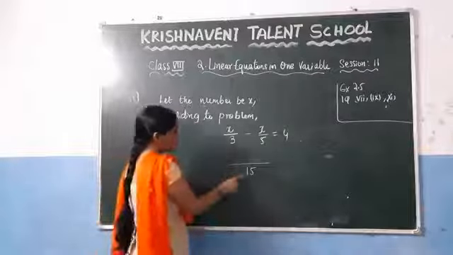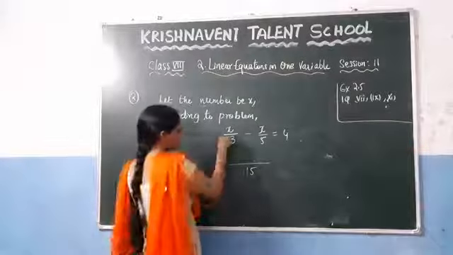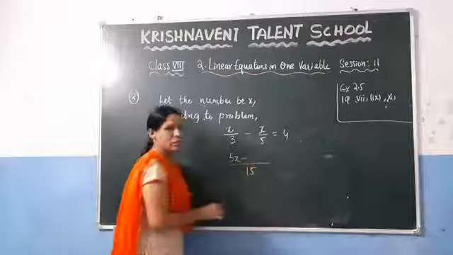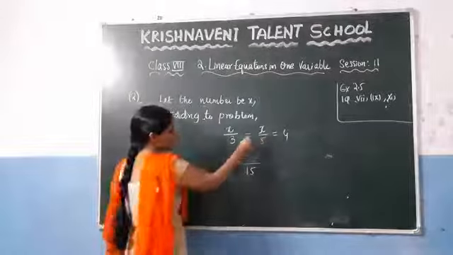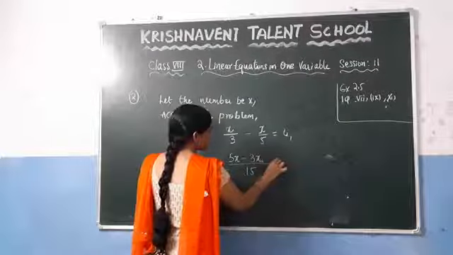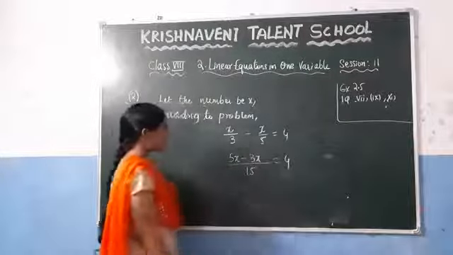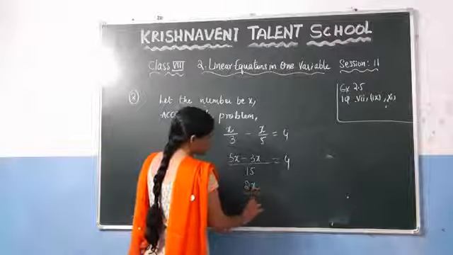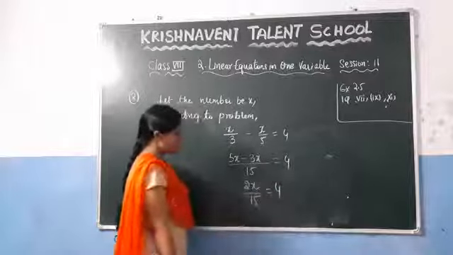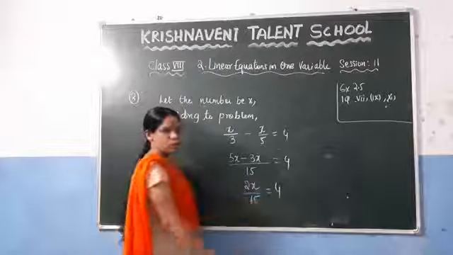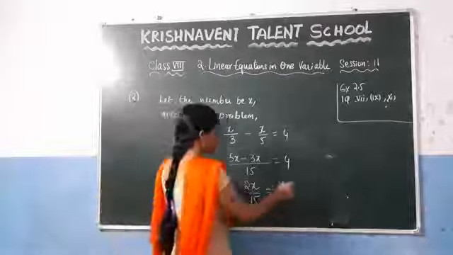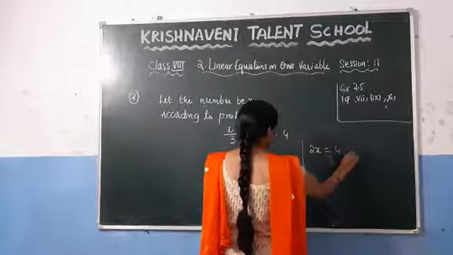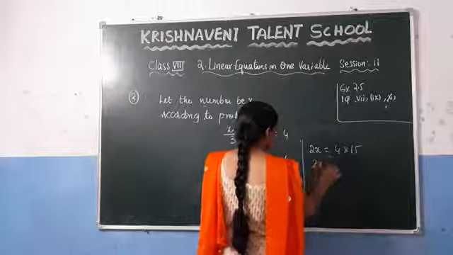In the 3 table, when will we get 15? 5. So multiply with 5: 5x. Minus, in the 5 table, when will we get 15? 5 3s are 15. So multiply this one with 3: 3x is equal to 4. Now what is the value of 5x minus 3x, which gives you 2x by 15 is equal to 4. Now this 15, if you take it to that side, it will become multiplication. You will get 2x is equal to 4 into 15. Now you know that 4 into 15 is 60.